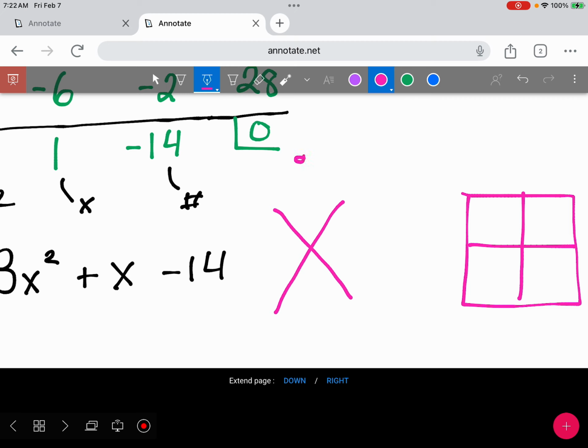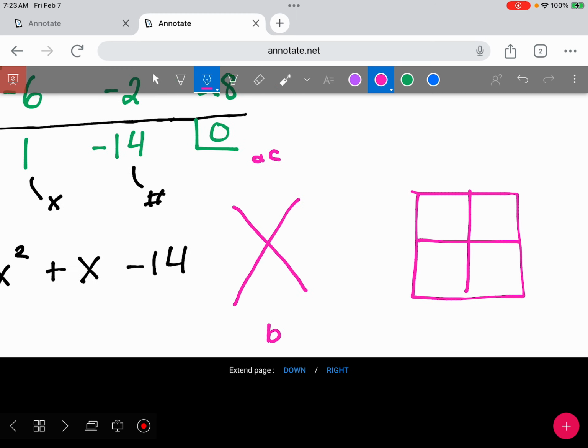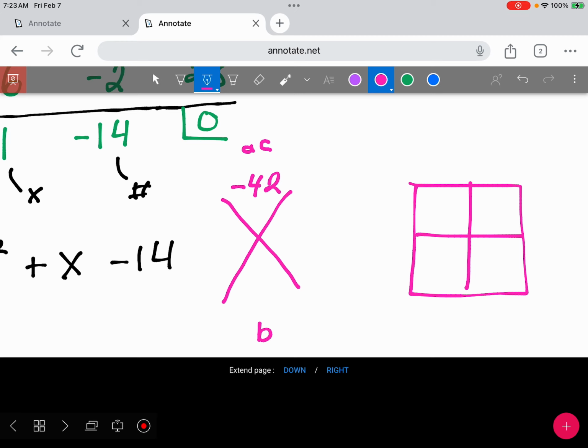It's where we take our a times c at the top. B goes at the bottom. So we're going to have our 3 times -14. So I have to think that one for a second. We've got -42. And a positive 1 at the bottom. So we're looking to see if we can find a pair of numbers that multiplies to make -42 and adds to make 1.